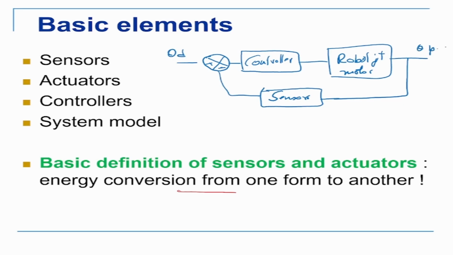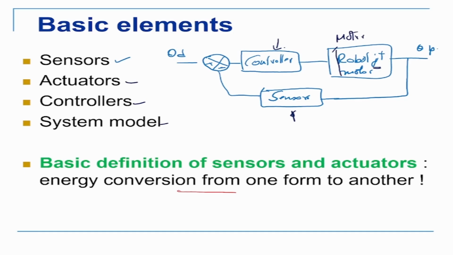Now how many elements does this have? Number one, it has sensors. Why is the sensor required? Because it has to tell the controller what is the present position of the robot joint. Actuators: there is a motor connected here, so that is my actuator. Controllers: this is my controller, which is deciding how much voltage should go to the motor. And then there is a system model, which is the robot joint itself. So these are the basic elements.